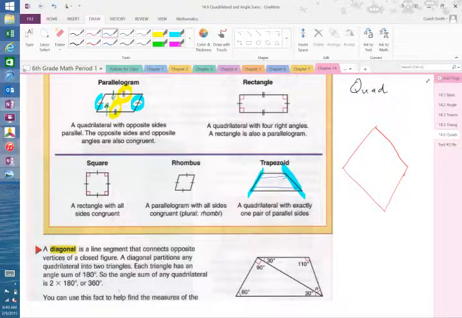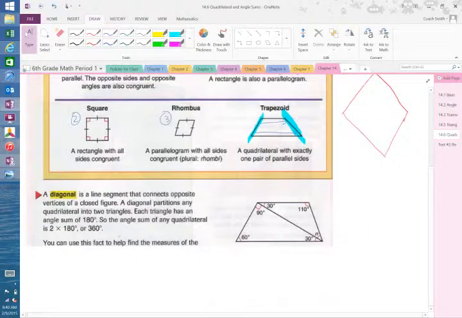Okay, so the parallelogram has three different types of parallelograms. The trapezoid is a quadrilateral. Okay, it is not a parallelogram. All right, now, that brings us to our last definition in this section, and that's the word diagonal.